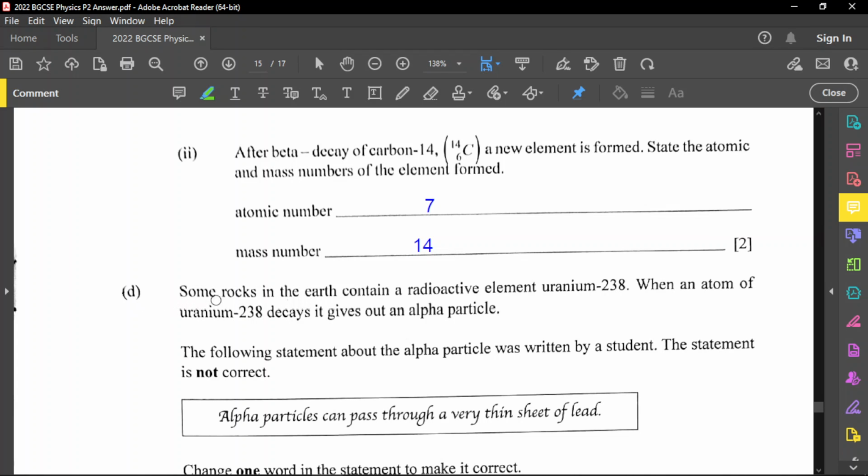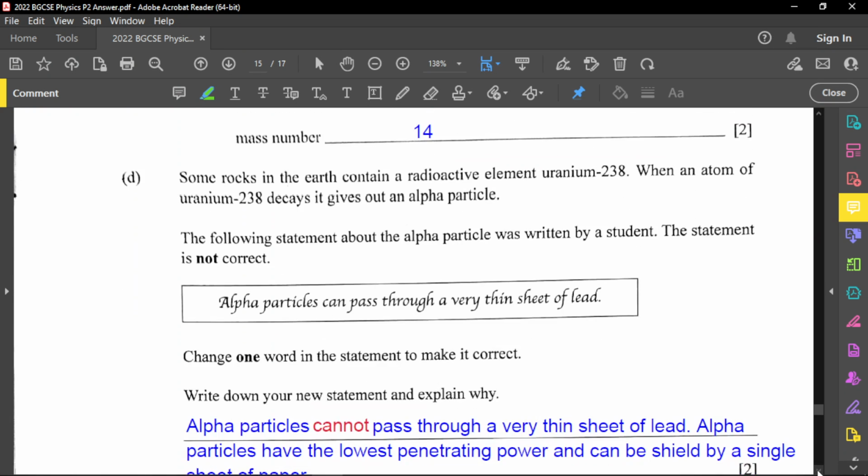But part D is that some rocks in the earth contain radioactive element uranium-238. When an atom of uranium-238 decays, it gives out an alpha particle. The following statement about the alpha particle was written by a student. The statement is not correct. And so the statement reads that alpha particle can pass through a very thin sheet of lead. Change one word in the statement to make it correct. Write down your new statement and explain why.